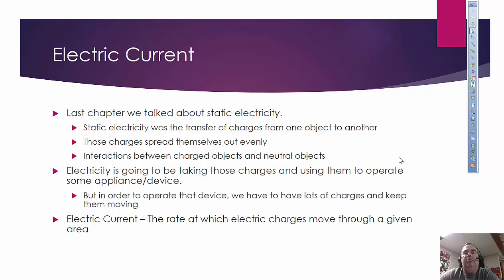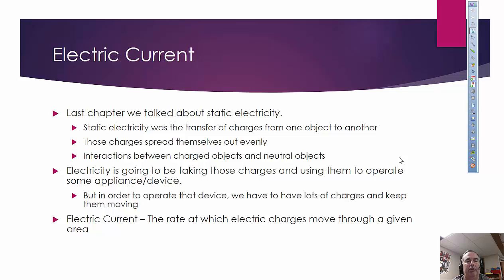Interactions between these charged objects and neutral objects, again, remember what we said, all neutral objects will attract to something that is charged, and the reason being is because of those particles being able to move themselves around. Electricity is going to be taking those charges, and what we're going to do is we're going to continuously move them. And the reason why we're going to continuously move them is we're going to try and operate some appliance, some device like your cell phone, refrigerator, TV, things like that. But in order to operate that device, we have to have lots of those charges, and like I said, we have to keep those charges moving.